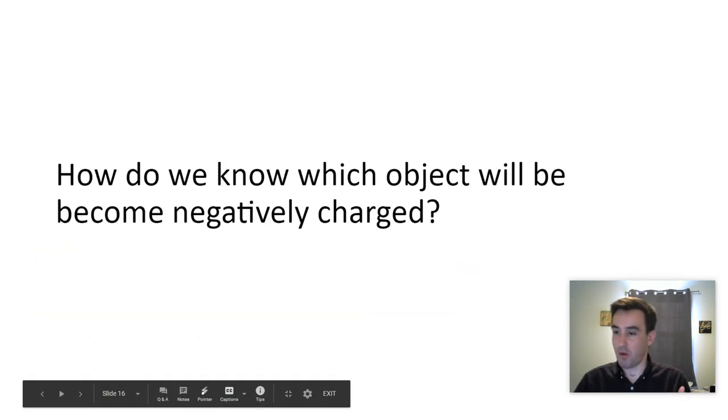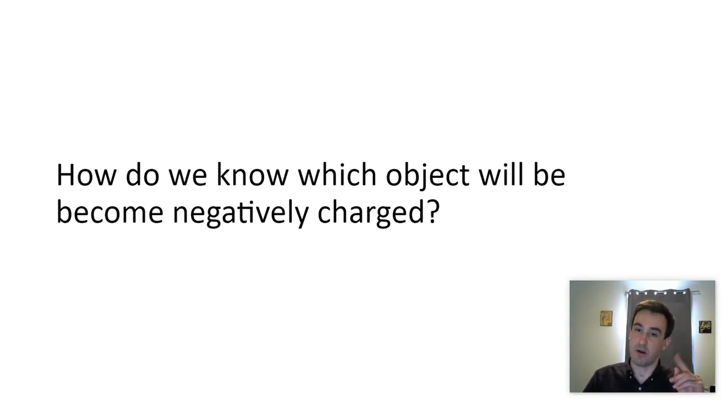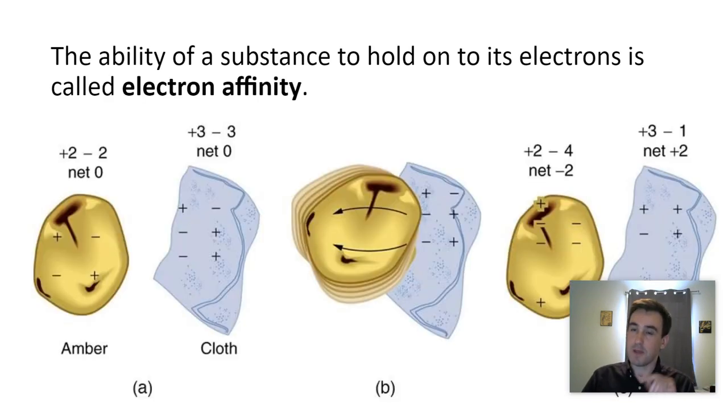So this is kind of important. If you rub two objects together, how do we know which one is going to get the electrons and which one is going to lose electrons? The ability of a substance to hold on to its own electrons is called electron affinity.